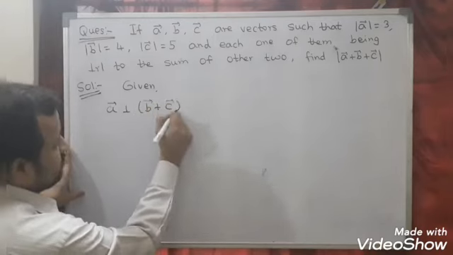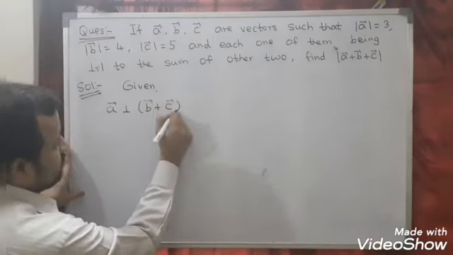So this we can write as A dot B plus C equal to 0. The dot product of two vectors, or you can say the scalar product of two vectors, always gives a scalar as the answer. This we can write as B dot C plus A equal to 0. Similarly, this we can write as C vector dot A vector plus B vector is equal to 0.